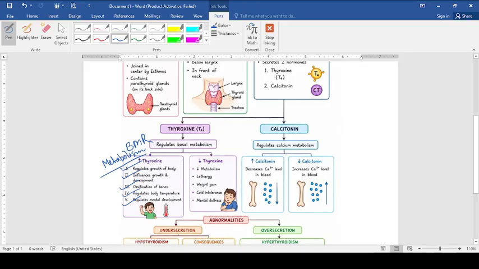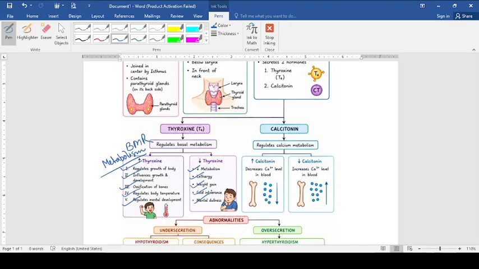Here you can see, if thyroxine concentration reduces in the body, it causes low metabolism. There will be a lethargic condition and body weight gain because metabolism is slow. Whatever you eat will be accumulated in the body. Cold intolerance and mental dullness, and a sluggish condition will also be there. So that kind of problem will be there if the thyroxine level reduces.